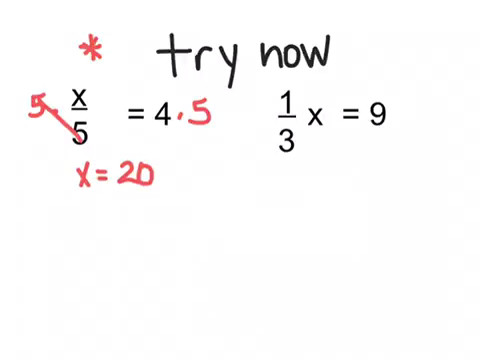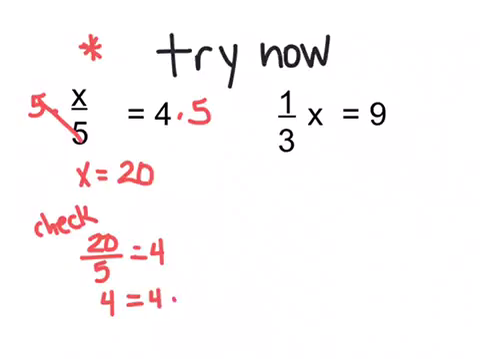Remember, I can check by substituting 20 over 5. I'm simply taking my 20 and I'm substituting where I see my x to get 20 over 5 equals 4. And yes, when I divide 20 divided by 5, that is 4, and 4 equals 4.